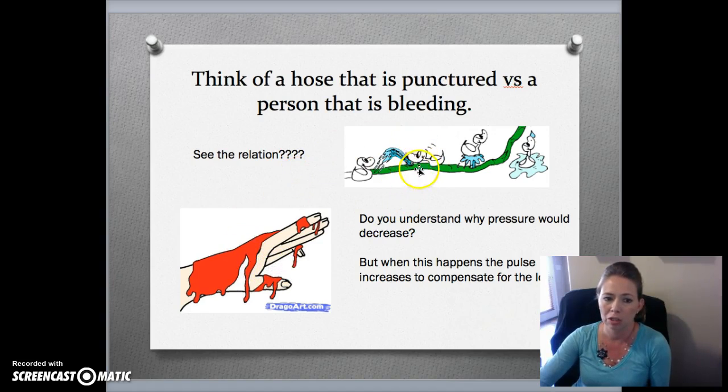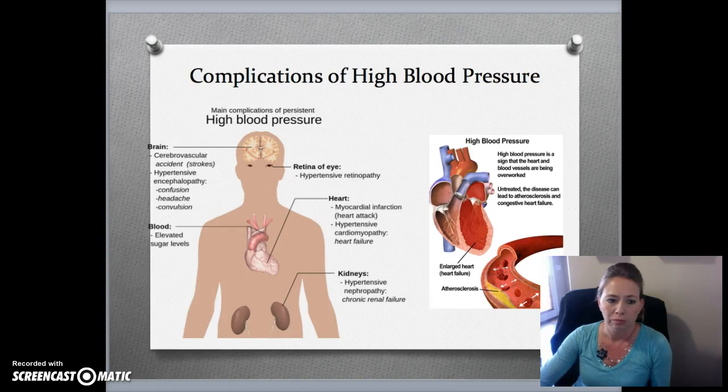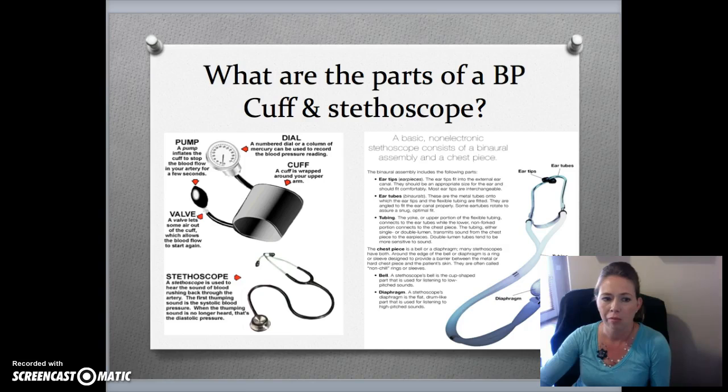So again, if we poked a bunch of holes inside our hose, our pressure is going to be lower because we're losing pressure. Same with our body. If we had a cut and we were bleeding out somewhere, then that's going to cause our pressure to be lower. Okay? And this just shows you a quick overview of what high blood pressure does to our body. Okay, and we'll go over that a little bit more in lab.